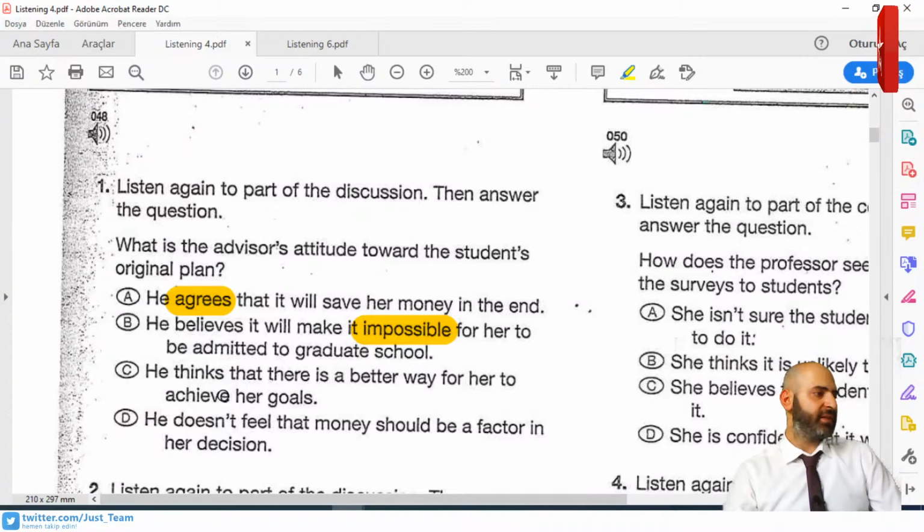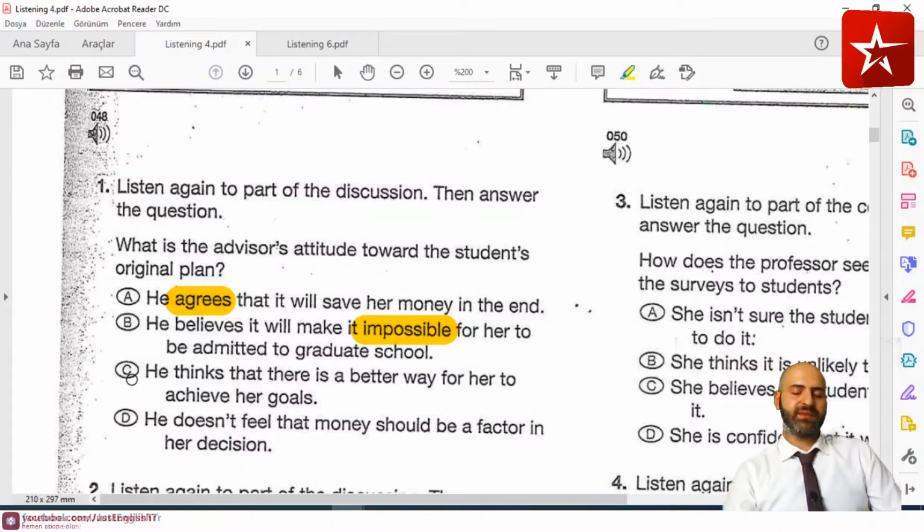Alican, Ece and PTR think C is the correct answer. Aina also thinks C. Let's read. He thinks that there is a better way for her to achieve her goals. It sounds very good. This can be the correct answer. Let's check possible answer D as well. He does not feel that money should be a factor in her decision.